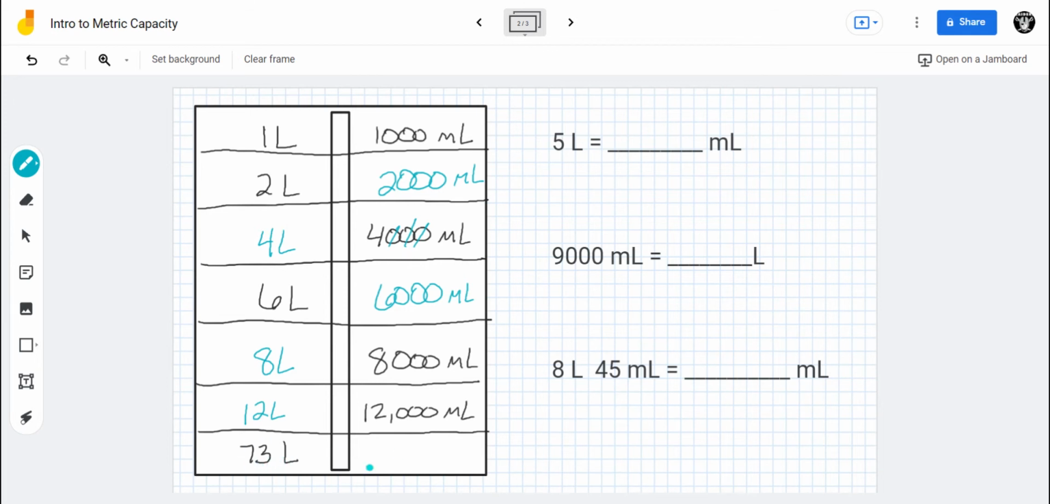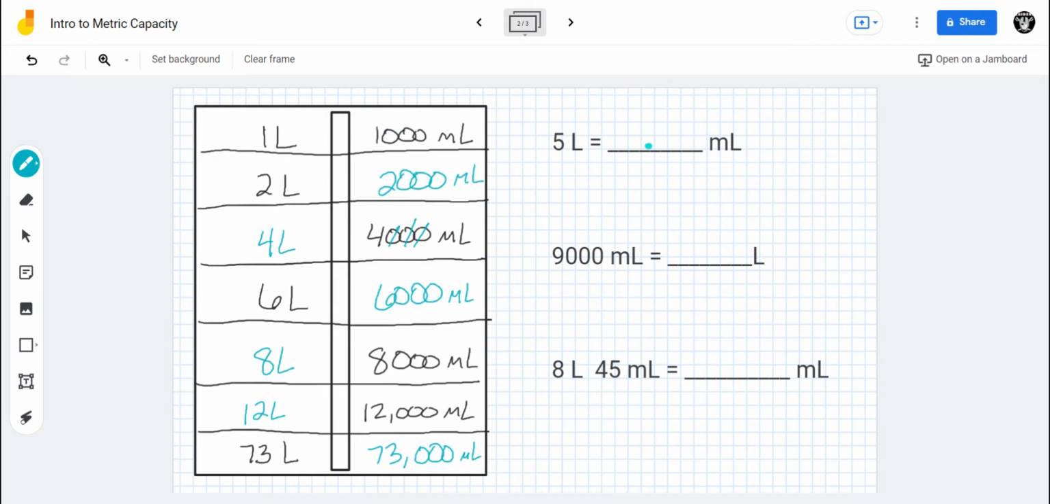And finally, 73 liters. Well, that's the same thing, right? You're going to multiply it by 1,000. Whenever you multiply by 1,000, you add 3 zeros to it. You move your decimal point 3 times, and you get 73,000 milliliters. So there you go. That's how we're going to fill out this chart.